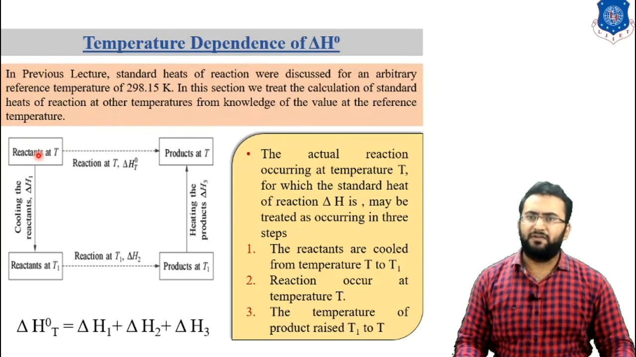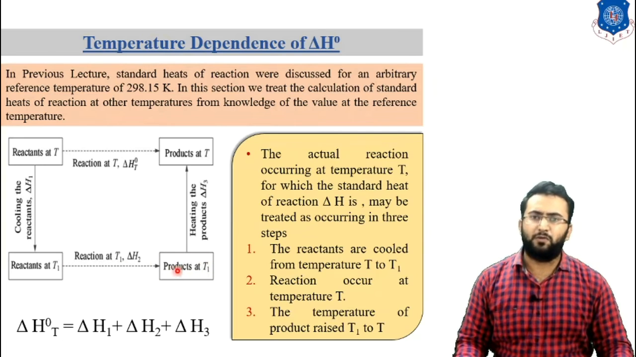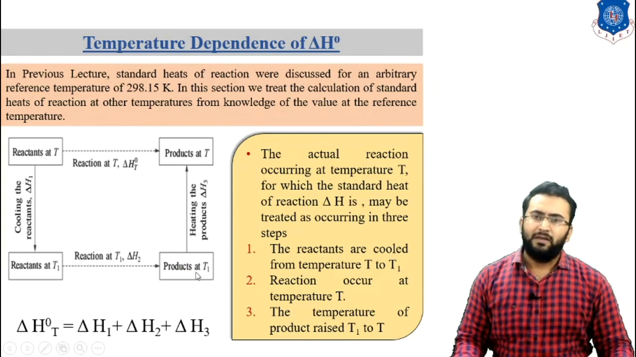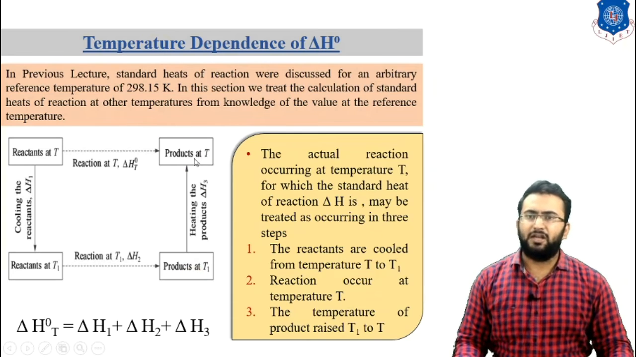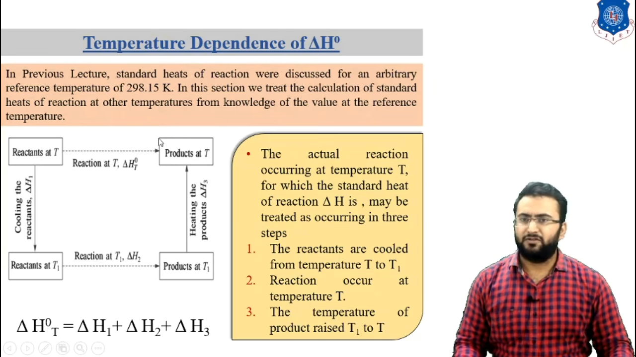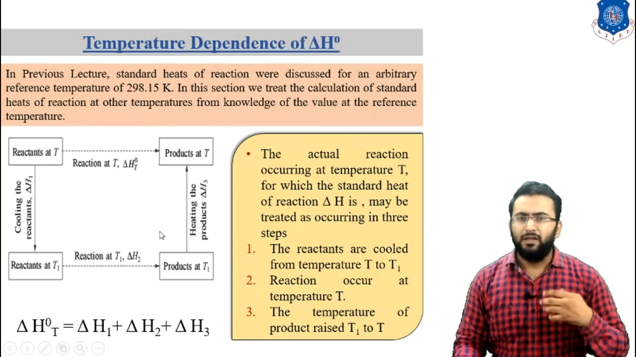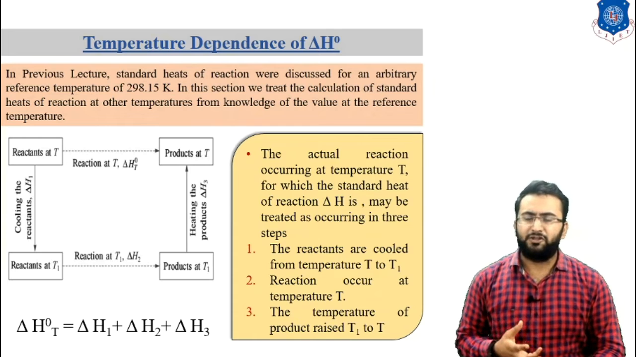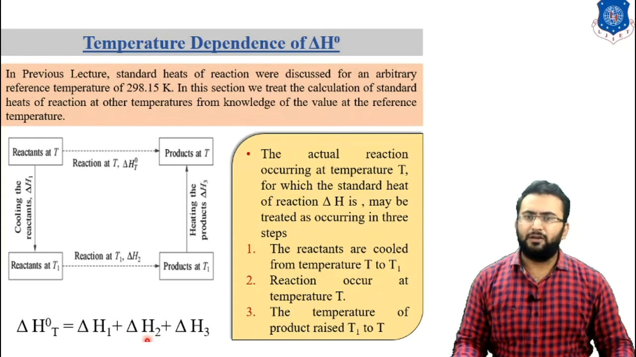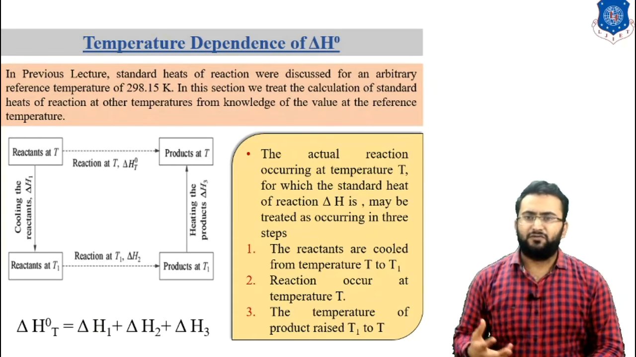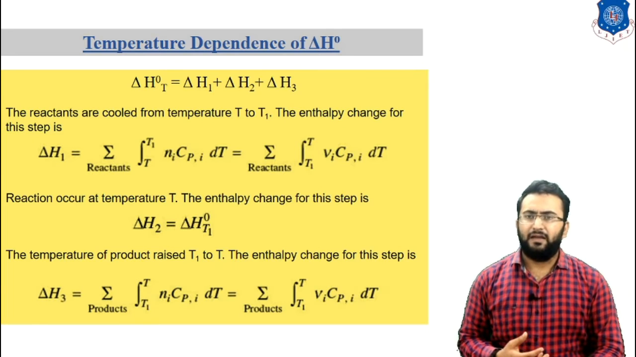In the first step, we consider the reactant is cooled down from 298.15 Kelvin to the actual temperature of that reaction. Then the reaction occurs at that temperature, and the product is produced at that temperature, and again this product is brought to 298.15 Kelvin. Using this, we can easily calculate the heat of reaction for other temperatures. The total heat of reaction is given by delta H1 plus delta H2 plus delta H3.